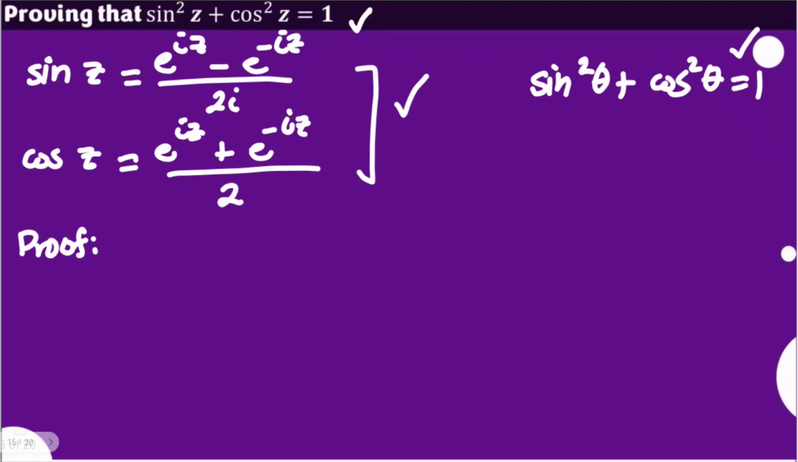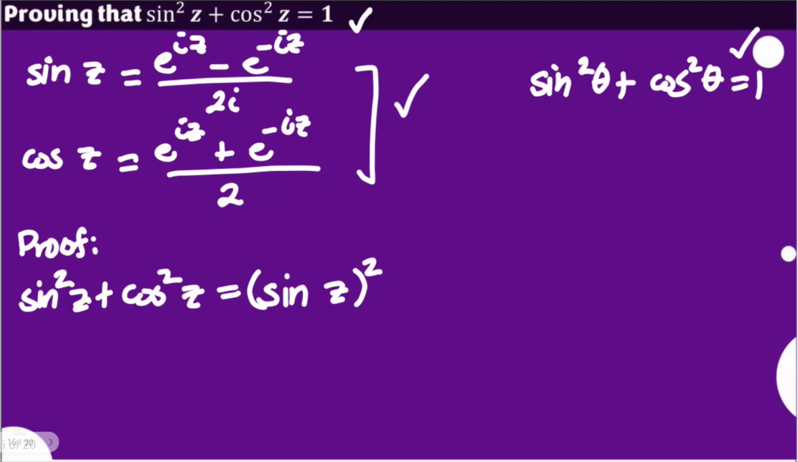What we need to do is to show that this side here, the square of sine z plus the square of cosine z, would be equal to 1. So let's show that whatever result we get after applying the equivalence of sine z and cosine z will really yield 1. That would mean, take note, it could be written in this manner: the square of sine z plus the square of cosine z. It's just the same as that.